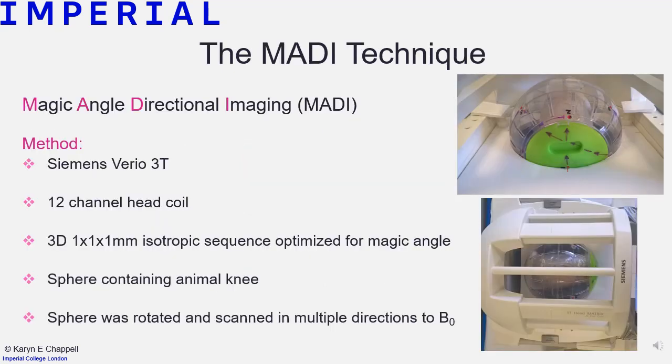So for the MADI technique, I developed this on the conventional MR system using a head coil and a sphere which contained the animal knee. I scanned using 3D volumes in multiple different planes that you can see marked on the surface of the sphere. This was a large ball magnet, and we did try humans, but it was impossible to get the positions we actually needed. So that led us to the idea that we're going to need a full scanner redesign.